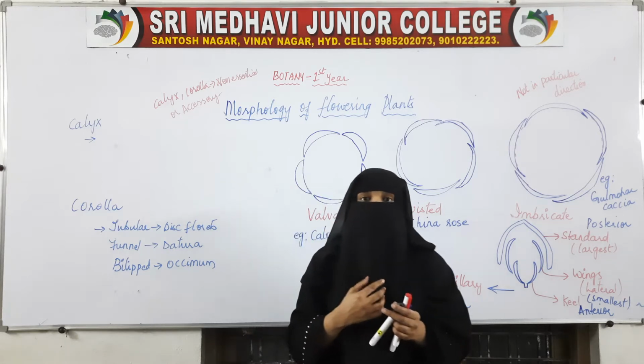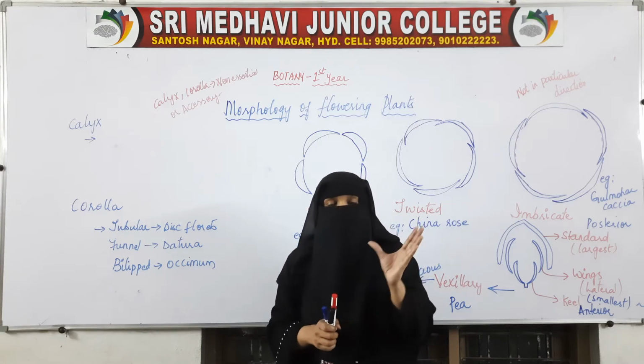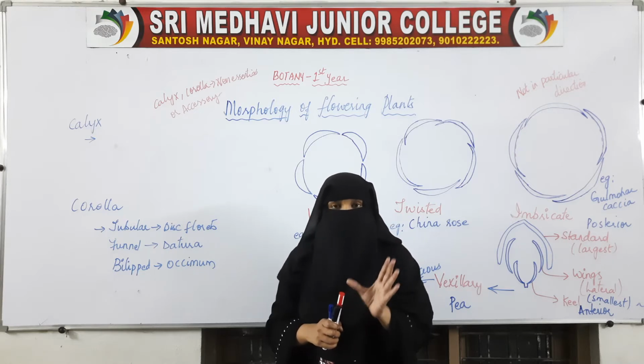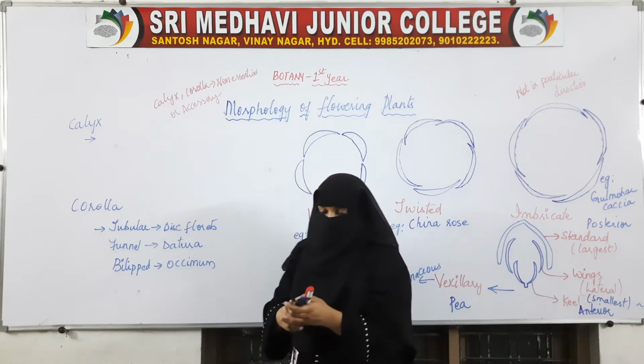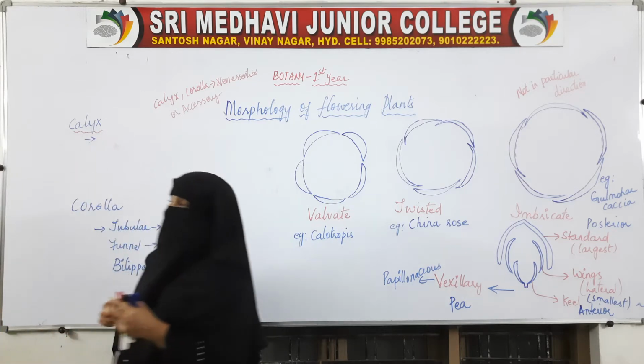From outside, the first and foremost whorl which we see is of calyx. I said the flower is arranged in 4 different whorls on the thalamus. So from outside, the first whorl of the flower is calyx.